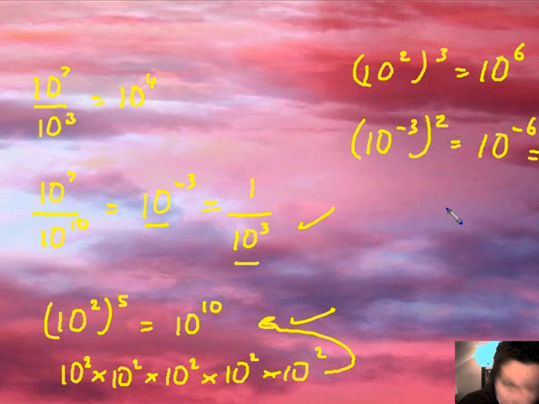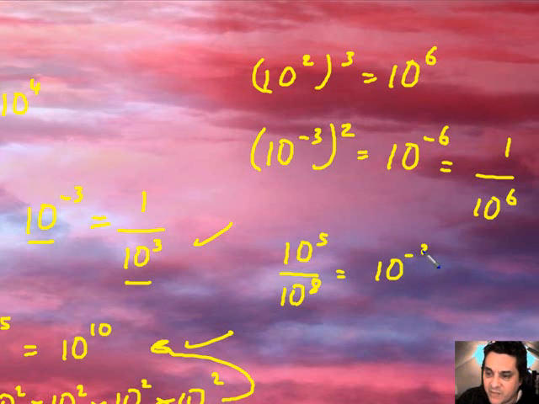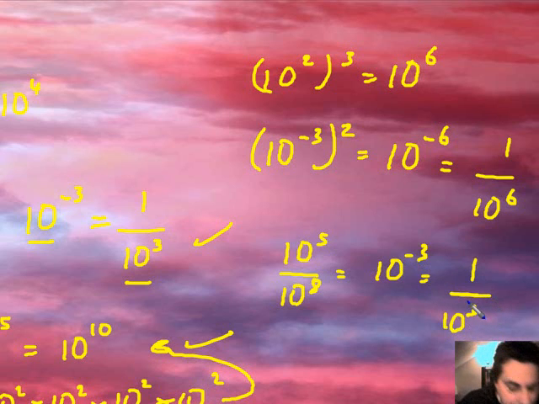What else should we do? 10 to the power of 5 over 10 to the power of 8. 5 take away 8 is minus 3. 10 to the power of minus 3. If they want it as a positive power, 1 over 10 to the power of 3. Let me make that a bit bigger.